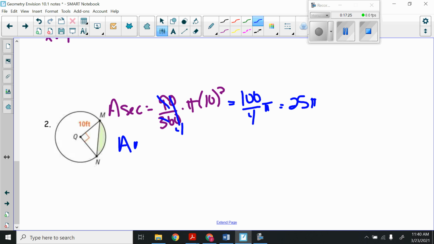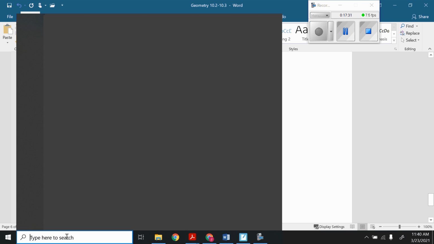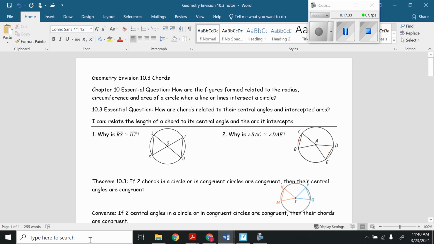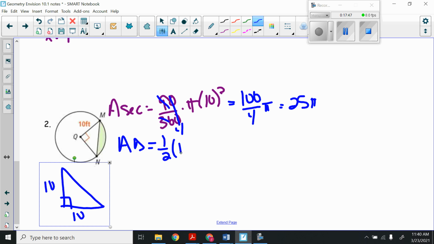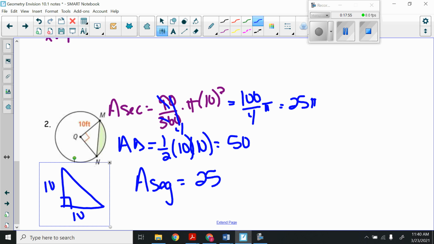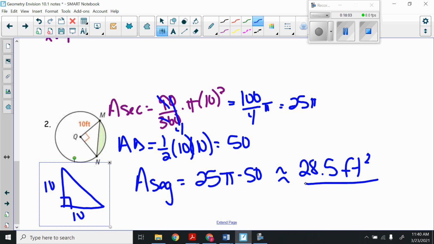So now I need the area of the triangle. I have a right triangle here where both of these sides are 10 and 10. Remember, in a right triangle, both legs are my base and my height. So the area of this triangle is 1/2 times 10 times 10. So 1/2 of 100 is 50. So the area of the segment is equal to 25 pi minus 50. Again, I'm going to put that in my calculator, and I get approximately 28.5 square feet.